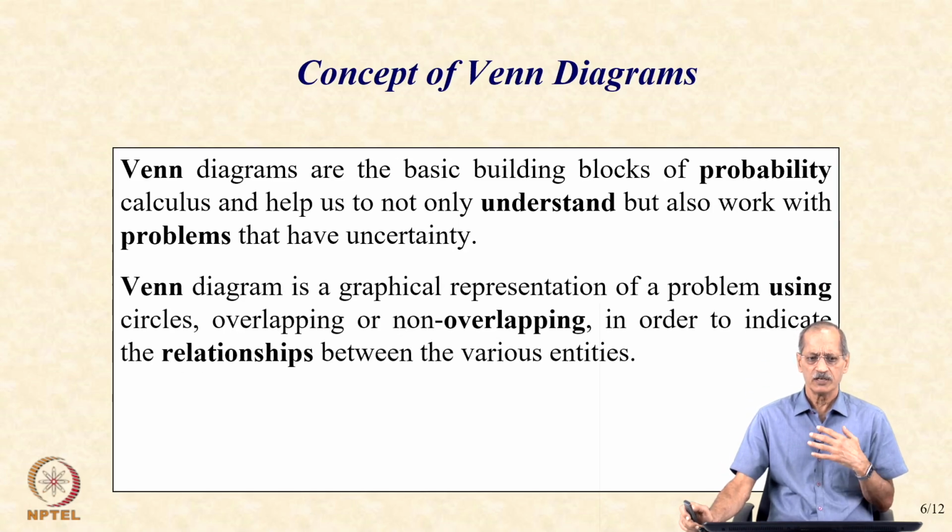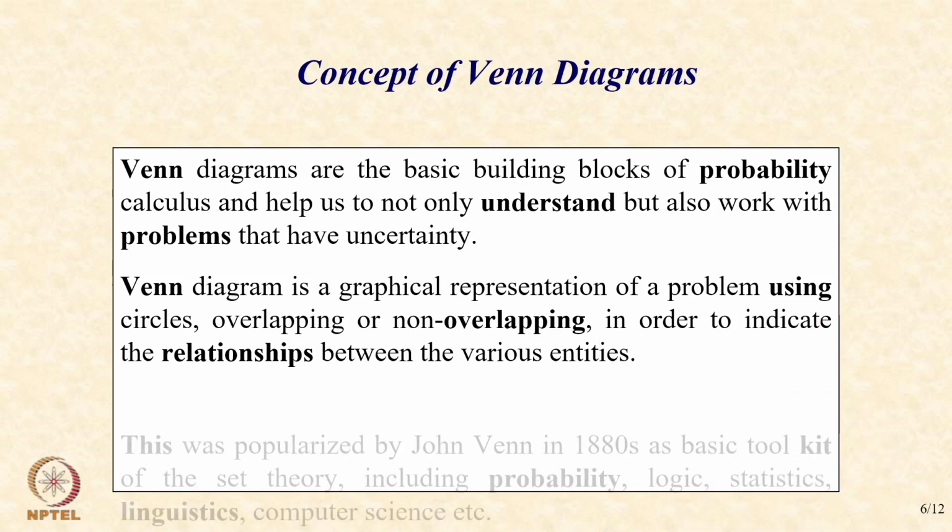So, a Venn diagram essentially is a graphical representation of a problem using circles, which could either be overlapping or non-overlapping, in order to indicate the relationships between the various entities. And you can immediately see that in the context of a hypothesis, in the presence of evidence, whether the evidence is overlapping or non-overlapping will also get captured through this whole process of the Venn diagram.